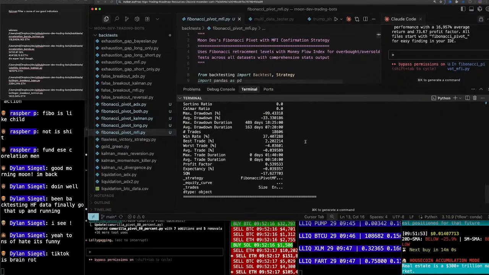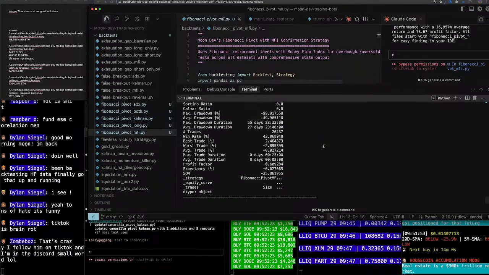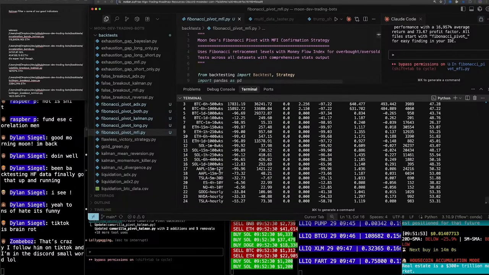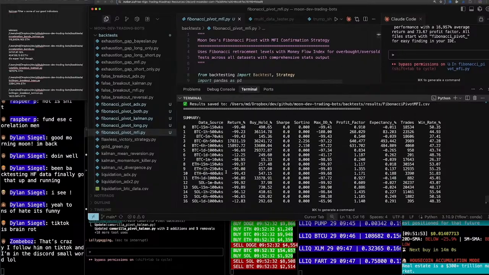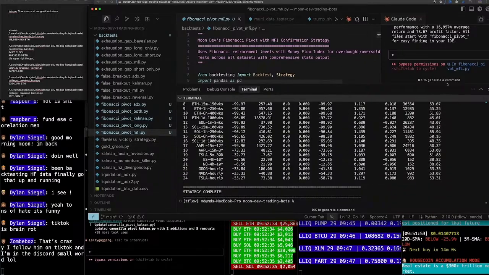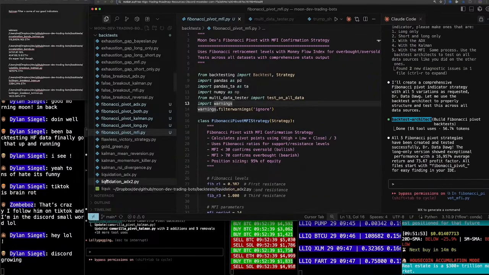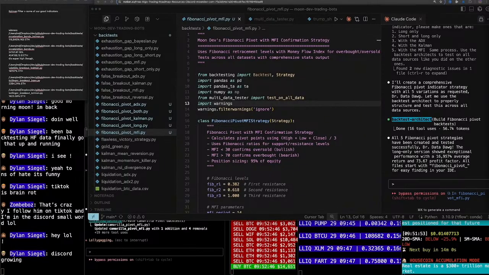Don't be doing that. 83 expectancy, 484 expectancy. So those ones are just too good to be true, you know? In my opinion. It's crazy. I follow him on TikTok. I'm in the Discord, small world. Our quant world is very, very small. That's Dylon. That's Dylon for you. Discord growing. Good, good, good, bro.